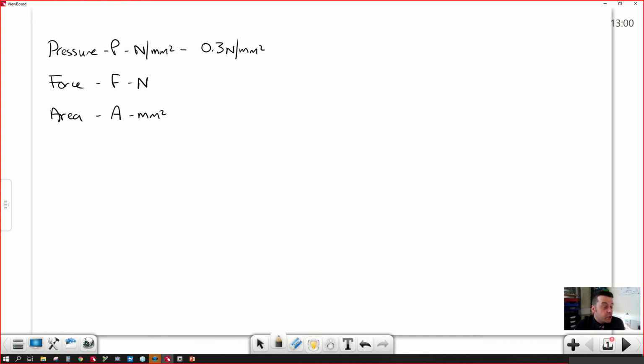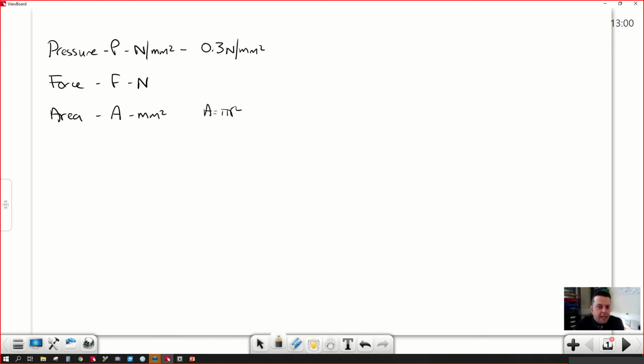Force is just a measure of strength, right? So force describes this cylinder here, when it moves, how strong does it move? We could put a number on that, in newtons. How much force will it apply to something? Yeah. And then area is the area of a circle, right? So we are principally concerned with area equals pi r squared, because these cylinders are circular in section.